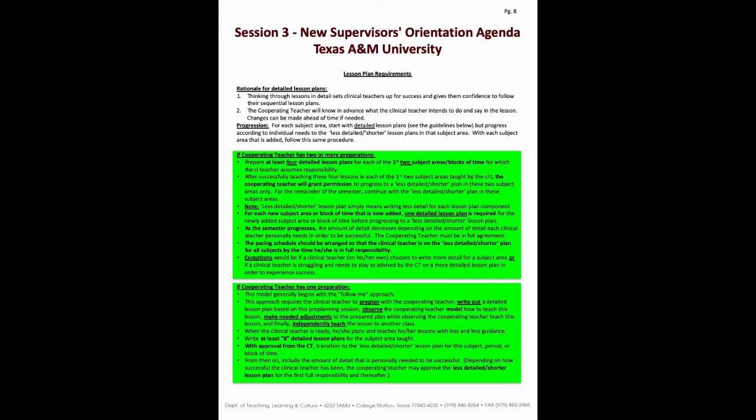When the clinical teacher is ready, he or she plans and teaches his or her lessons with less and less guidance. The clinical teacher will write at least 8 detailed lesson plans for the subject area taught. Then, with approval from the cooperating teacher, the clinical teacher will transition to a less detailed, shorter lesson plan for this subject period or block of time. From then on, the clinical teacher will include the amount of detail that is personally needed to be successful. Depending on how successful the clinical teacher has been, the cooperating teacher may approve the less detailed, shorter lesson plan for the first full responsibility and thereafter.